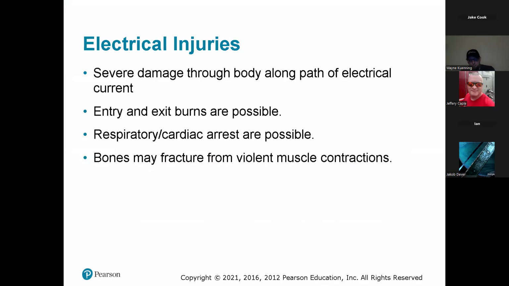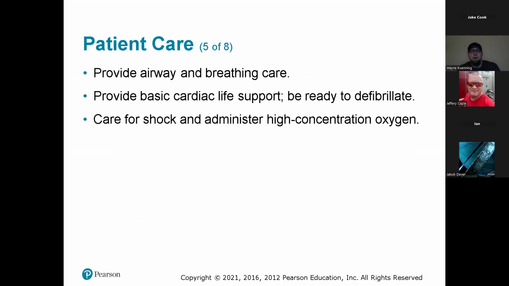Electrical injuries are unique because they not only burn you where the electricity enters your body, but they also damage everything in between and then have an exit wound. Respiratory and cardiac arrest are possible. It depends on the path of the electrical travel. Higher voltages can cause broken bones from violent muscle contractions. ABCs are just as important in these patients as anyone else. Probably a little bit more important.